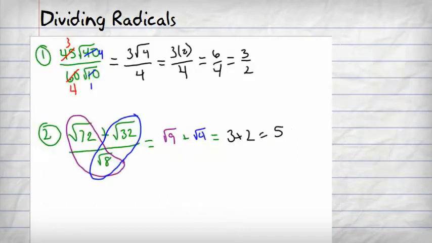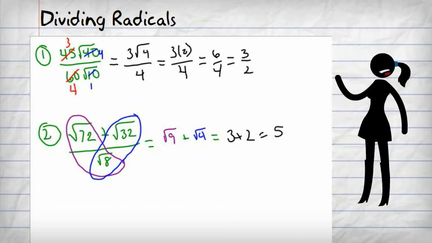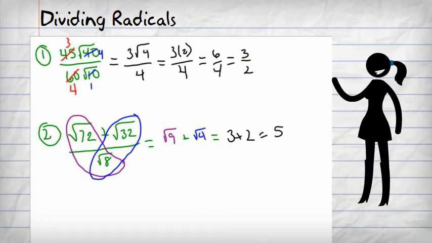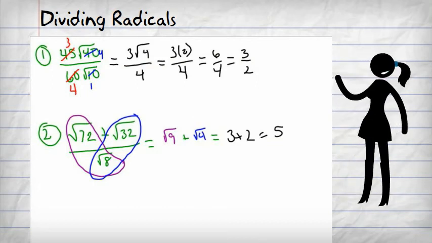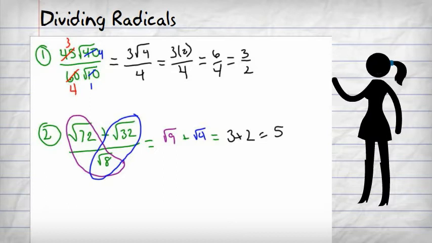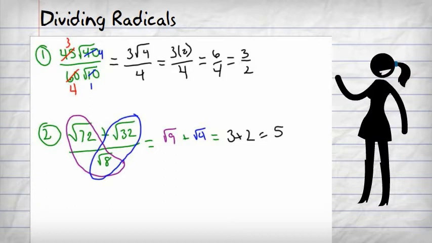Dividing radicals, divide outsides, divide insides, and again, simplify if you can. Every so often, you'll have to use the pretzel method.